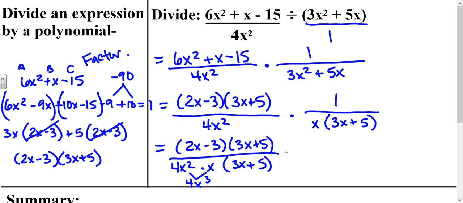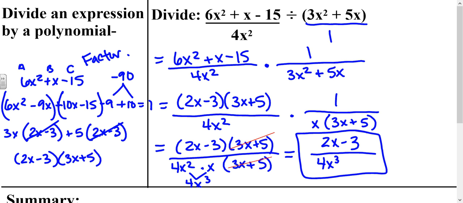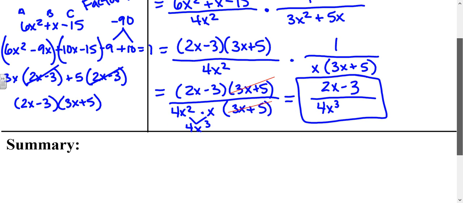Okay, so then if I look at what can cancel out, the 3x plus 5's cancel out. And so then I'm left with 2x minus 3 on top. And on the bottom, I'm left with 4x cubed. And that's it. So that's all that I can do. So this would be my final answer. So make sure you go back and answer the essential question and write your summary.